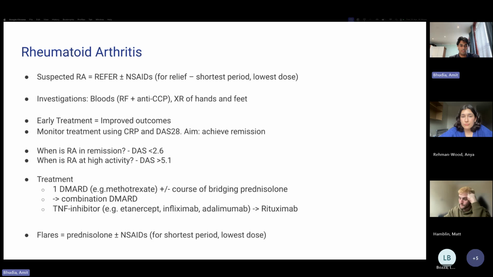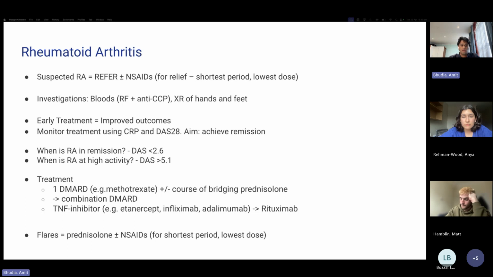I'm not sure if any of you have seen it done in clinic or not. And then the disease is in remission when their score is less than 2.6, and it's classed as high activity when it's greater than 5.1. But don't get too caught up in the numbers, because I don't think that's that important for you to know. And in terms of the treatment, firstly you start them on one DMARD, usually methotrexate.